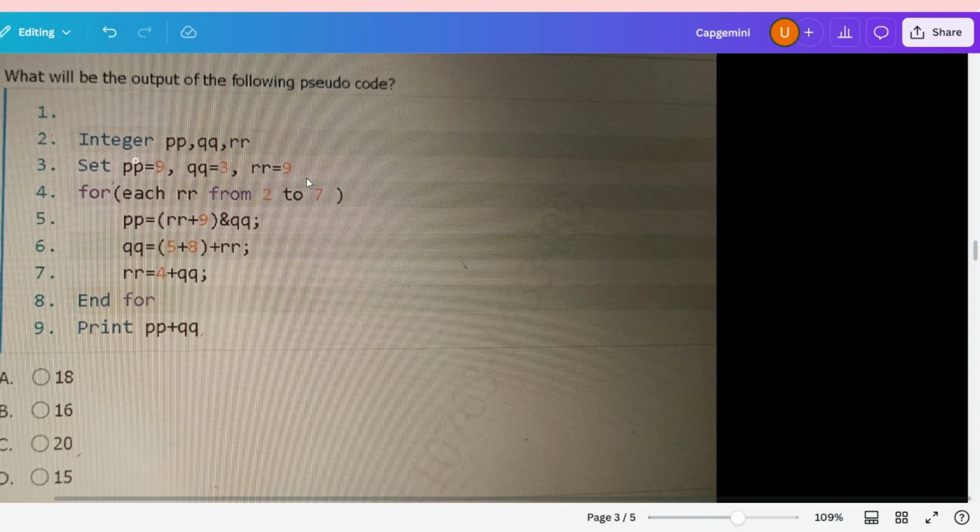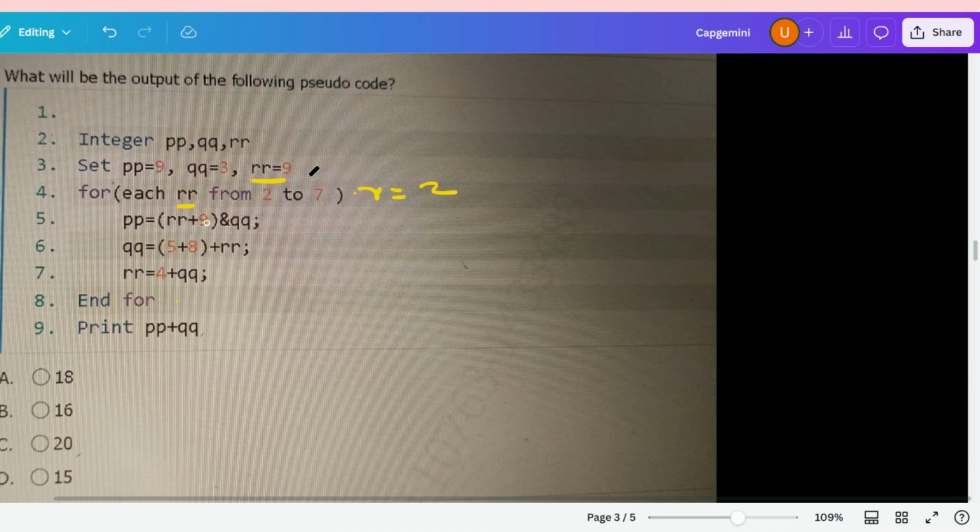Here R is equal to 9, but this is a global variable. This R is the local variable inside the for loop. The local variable has scope only up to this point. So r is equal to, at first, 2.